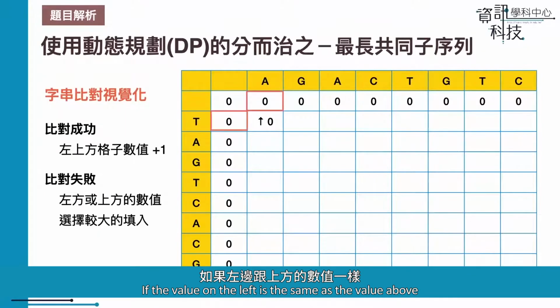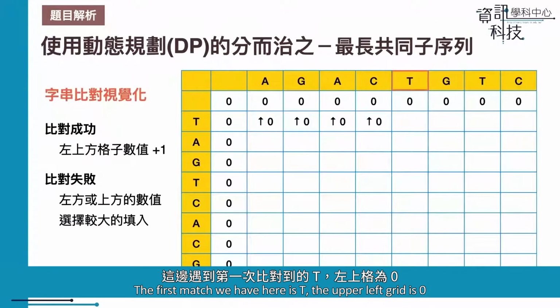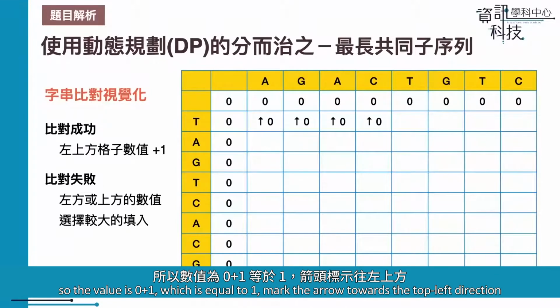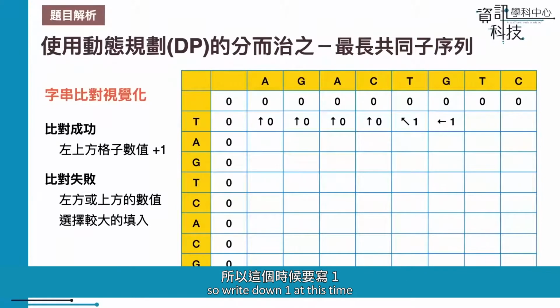If the value on the left is the same as the value above, we will uniformly mark the upward arrow here. The first match we have here is T. The upper left grid is 0. So the value is 0 plus 1, which is equal to 1. Mark the arrow towards the top left direction. The next grid has no match, so the left is 1 and the top is 0. So write down 1 at this time.